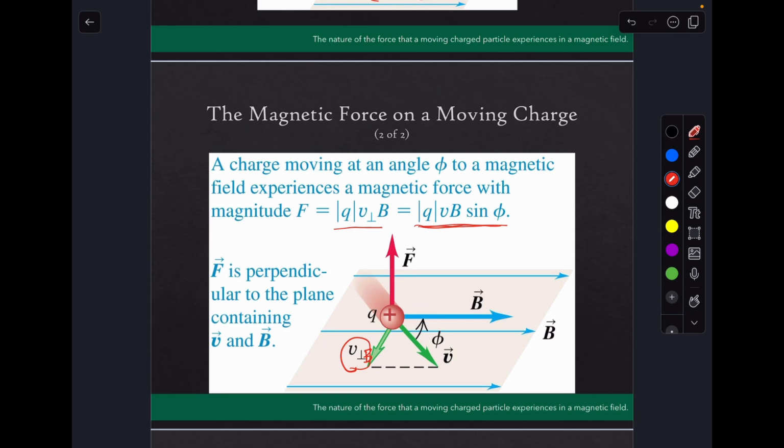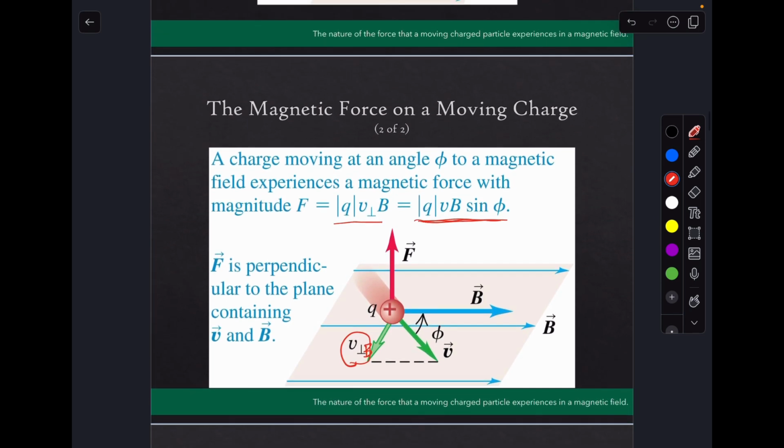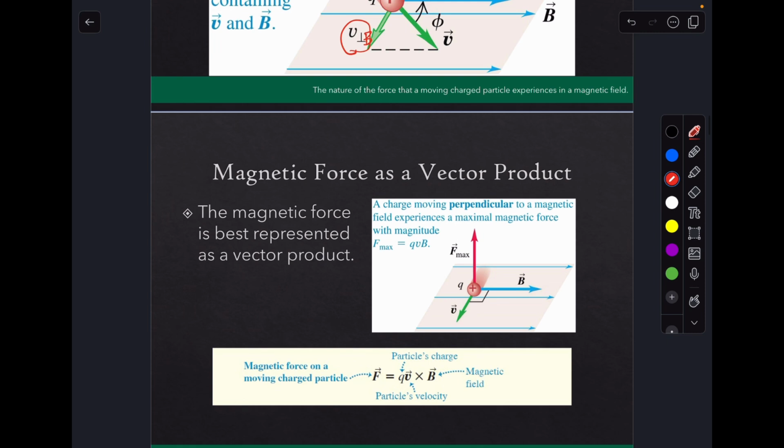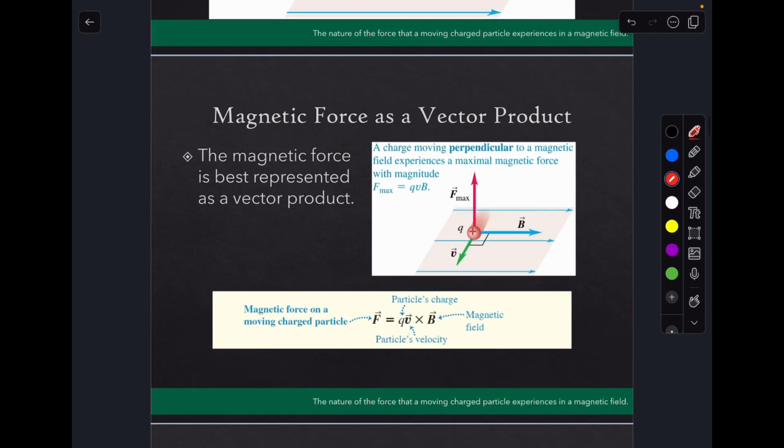And so that's exactly how we can express the magnetic force on a moving charge. The magnetic force on a moving charge is a vector product or a cross product, right? Those mean the same thing. The vector product and the cross product are identical, just two different names for the same thing. So the force that a charged particle feels in a magnetic field is the charge times the velocity vector crossed with the magnetic field vector.